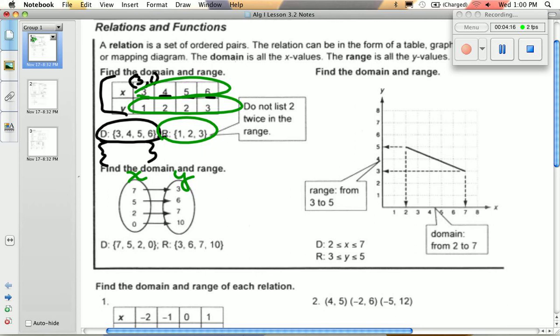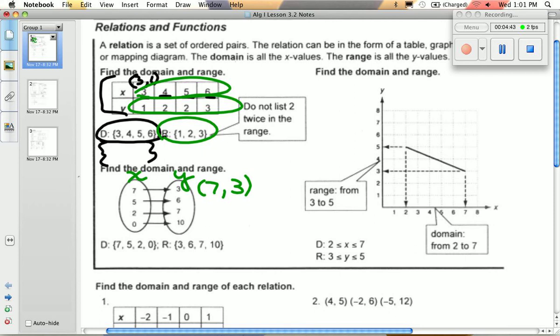Now, in this case, how many ordered pairs does that relation have? 4. Because when x is equal to 7, y is 3. It's being mapped to 3. When x is 5, y is 6. And they each only have one y value they're getting mapped to, don't they? So there's 4 ordered pairs here.